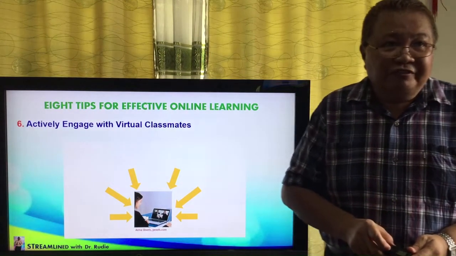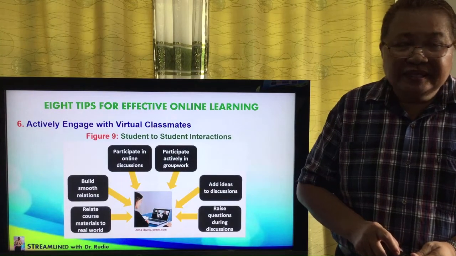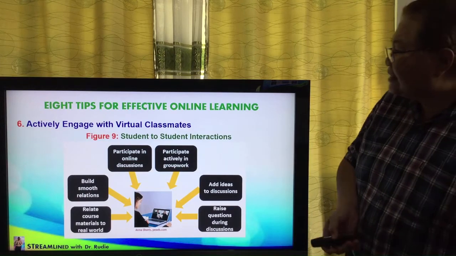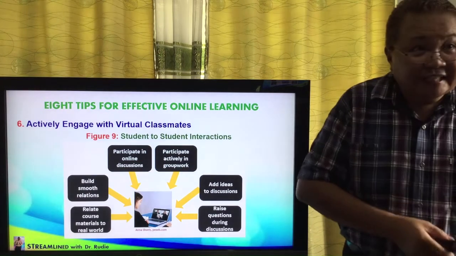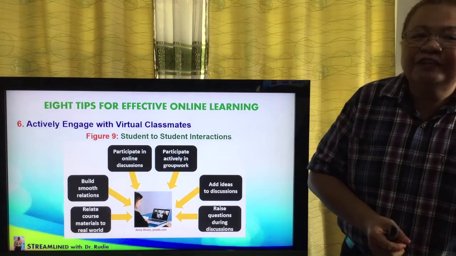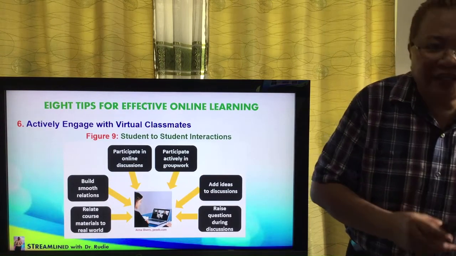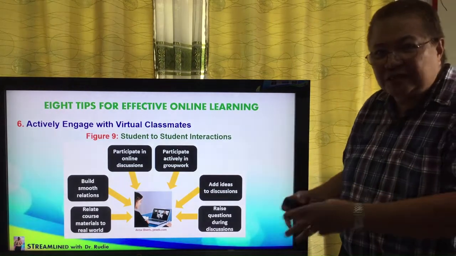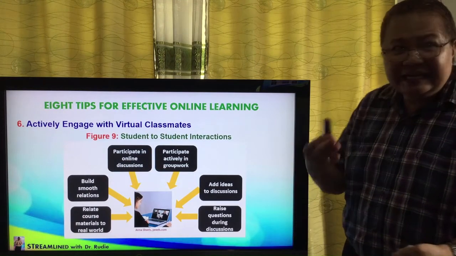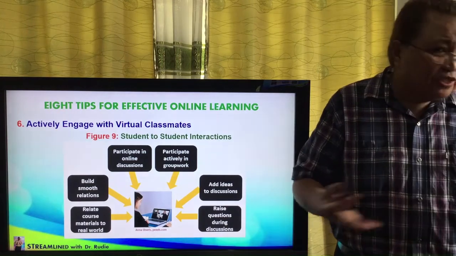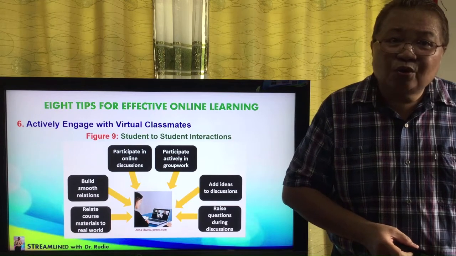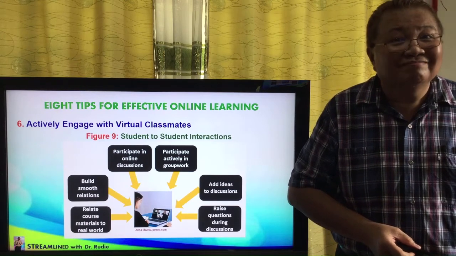Actively engaging with virtual classmates, therefore, can be done in the following ways. The student should participate in the online discussions. Participate actively in group work. Do not be sleepy or introverted, just keeping quiet like in a corner in the classroom while others are busy with the group work. It's good to participate actively, to add ideas to discussions, to raise questions, to clarify points in the discussions, and to relate the course material to the real world.